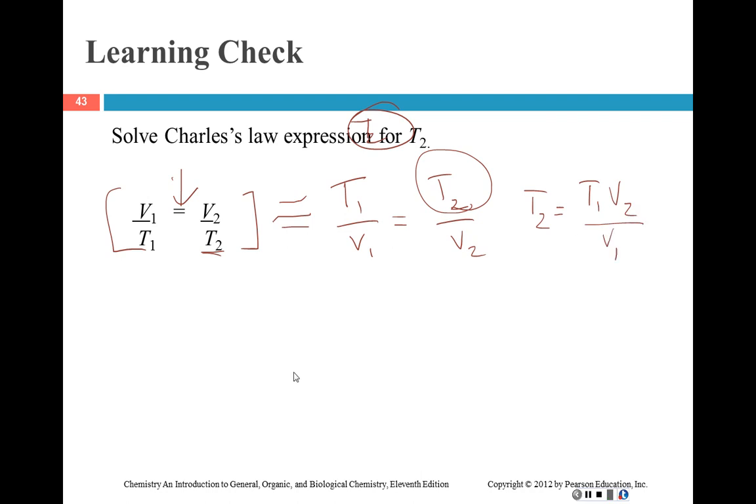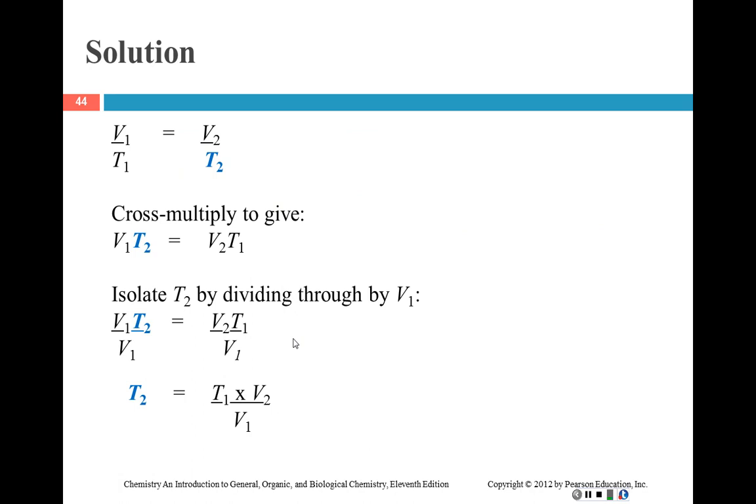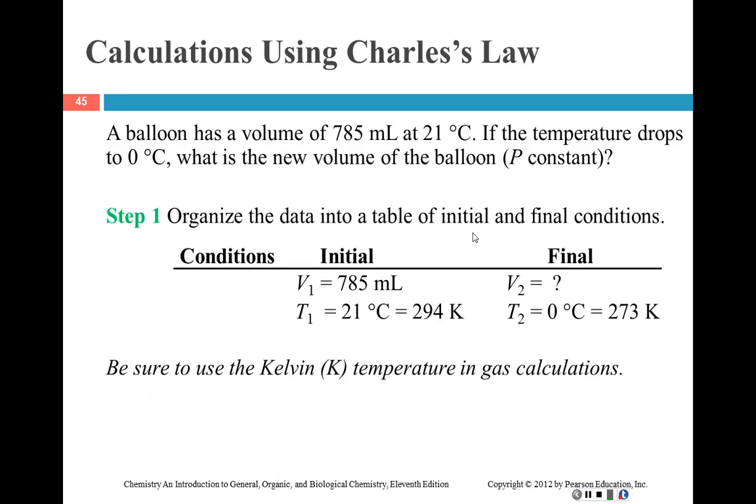The way the book does it, as it's showing you here, is they cross multiply first. So they multiply T2 times that and V1 times that, and then they solve for T2 that way and bring that over and divide by that. So either way, look at them both and see which way makes more sense to you.